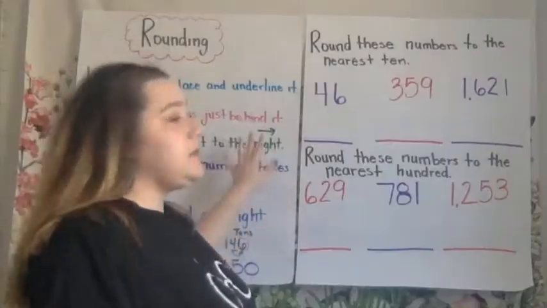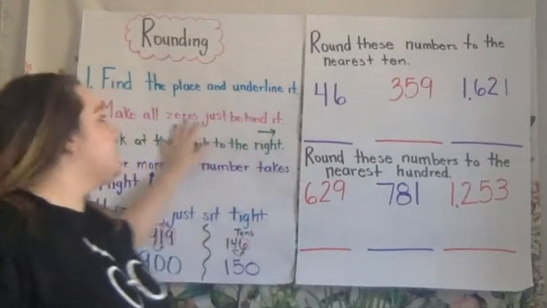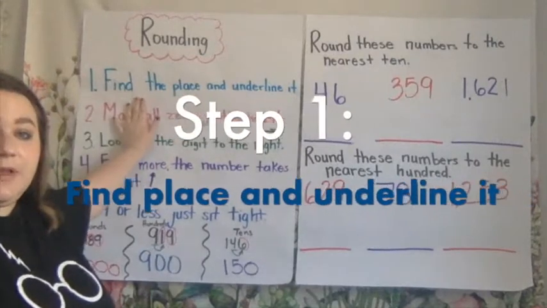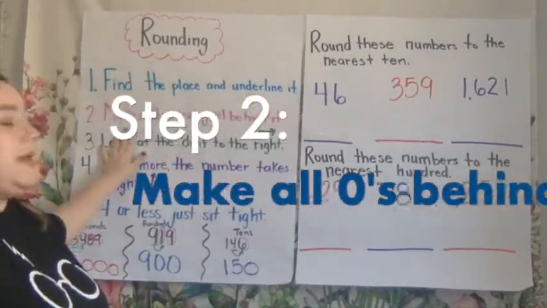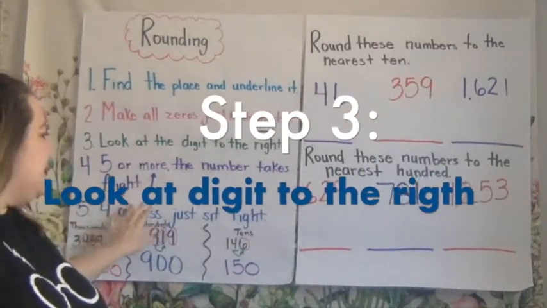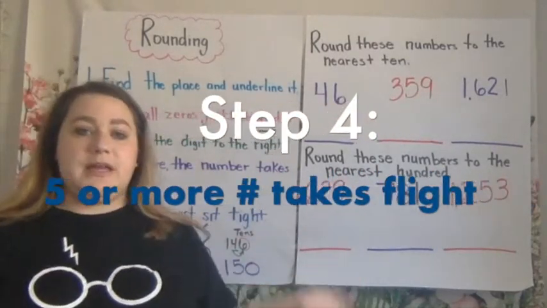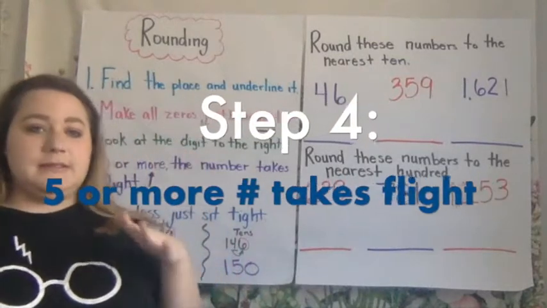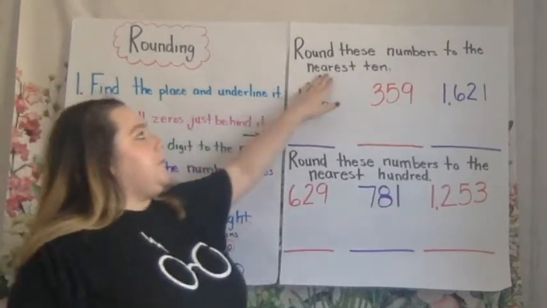So let's go over our steps to rounding first. We know first we find the place and underline it. We make all zeros just behind it. We look at the digit to the right, and then we know 5 or more, the number takes flight. 4 or less, it sits tight. So let's start right away.